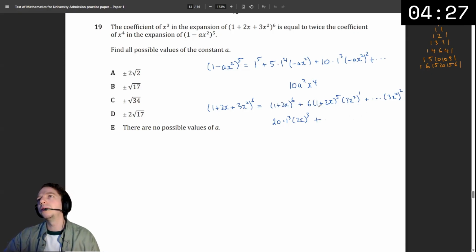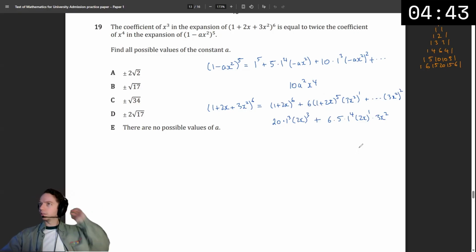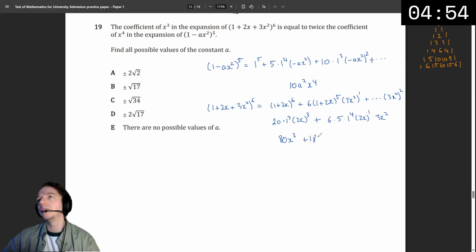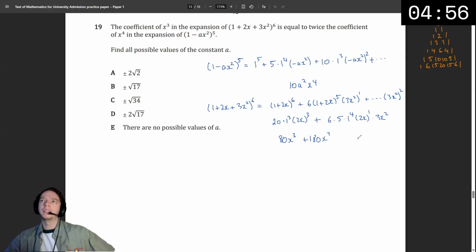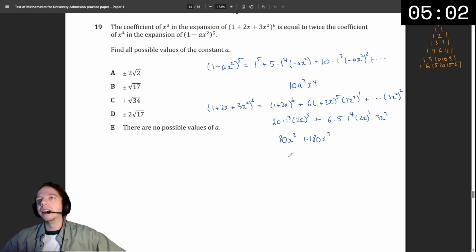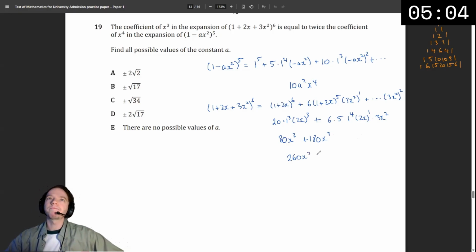The x cubed term in that one, well, let's see. So we have 3x squared, so I'm interested in the linear term in this one. It'll be 6 times the linear term in this one, which is 5 times 1 to the 4 times 2x to the 1, and then times the 3x squared. All right, that's going to give us the cube term. So it's going to give us 80x cubed here, and we have 30 times 2 is 60 times 3 is 180 x cubed there, if I'm not mistaken. Let's hope so. So 260 x cubed in total.